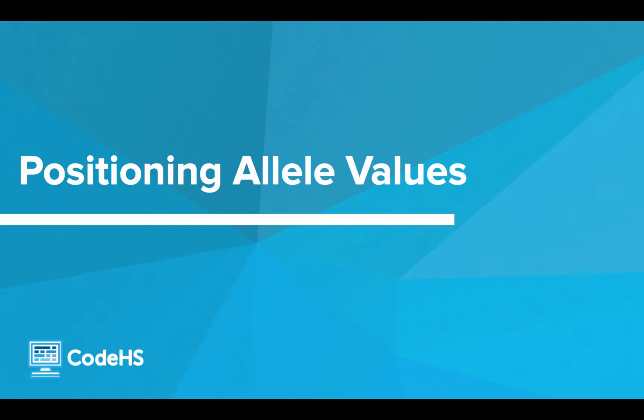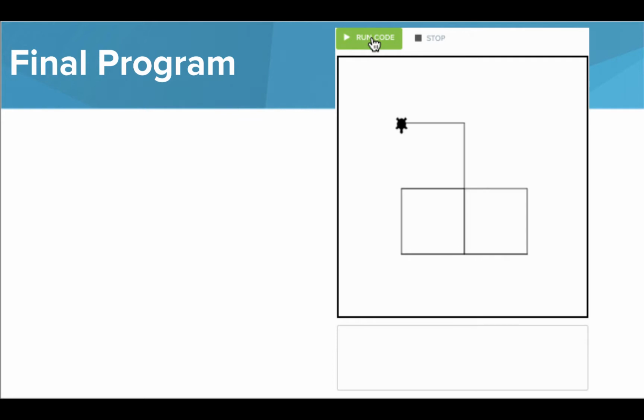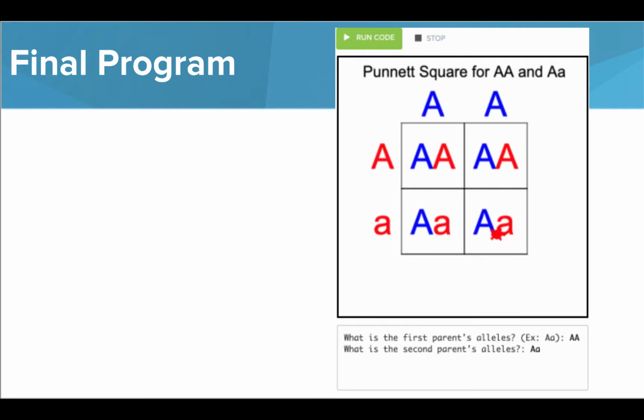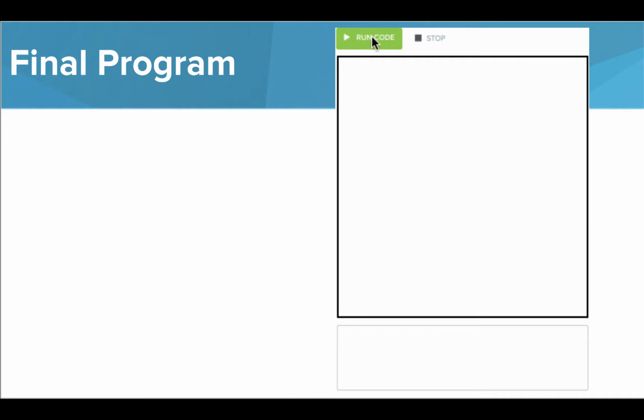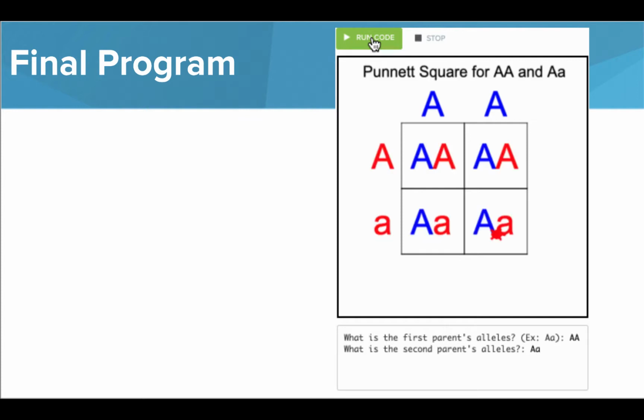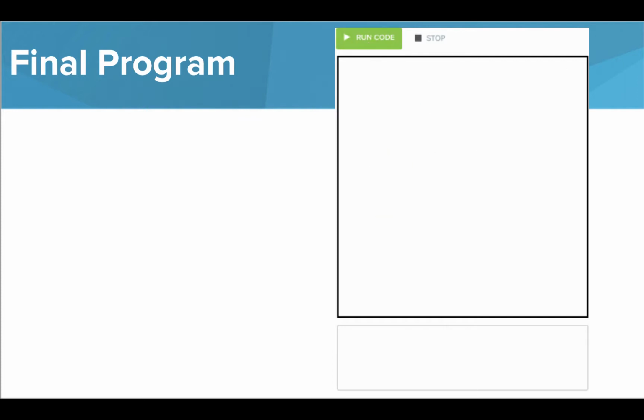Hi, and welcome to the Punnett Square Generator Hour of Code. By the end of this Hour of Code, you'll create a program that will solve the allele pairs based on user input. In order to create this, we're going to use a graphical version of Python called Turtle Graphics. Let's get started by meeting the turtle we're going to be programming with.